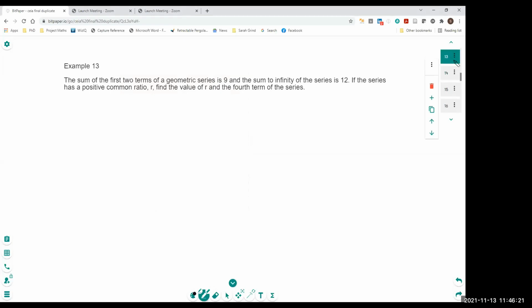The sum of the first two terms of a geometric series is 9, and the sum to infinity of the series is 12. If the series has a positive common ratio r, find the value of r and the fourth term of the series. So what have they given us? They have given us that S2, the sum of the first two terms, is 9, and the sum to infinity is 12, and r has to be greater than 0 because it has to be positive, and find T4.